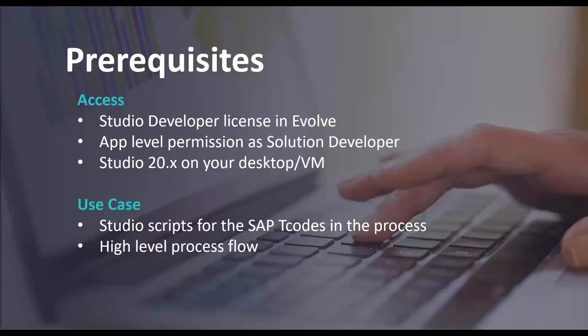All right, so let's jump in. From a prerequisite standpoint, we need a few things, right? In terms of access, we need to make sure that you have the Studio Developer license assigned to you in Evolve. You also need the app level permission or the role of a solution developer within the app. So I'll show you where those things are in Evolve.